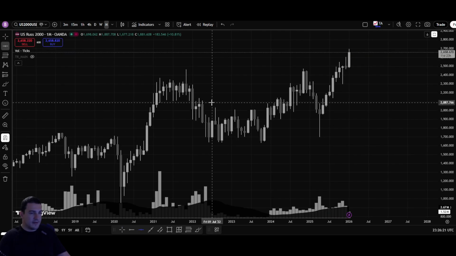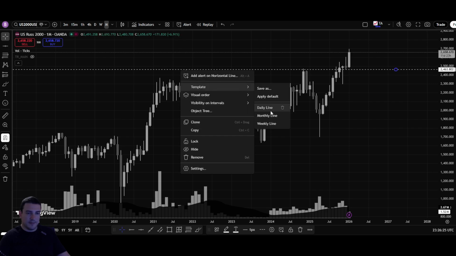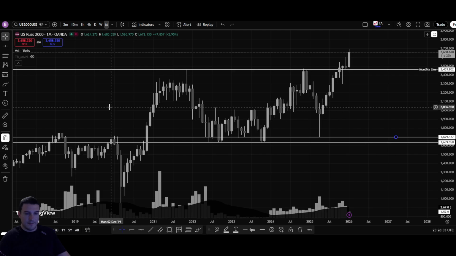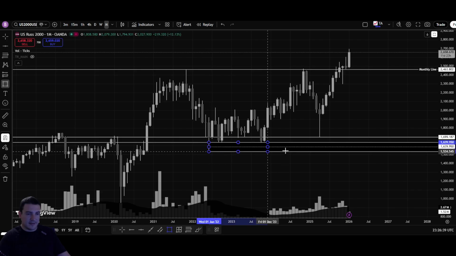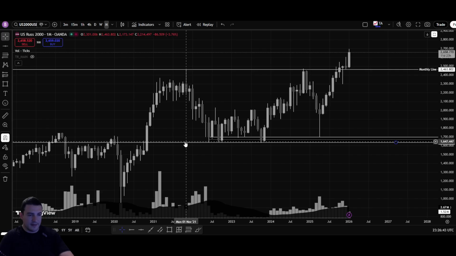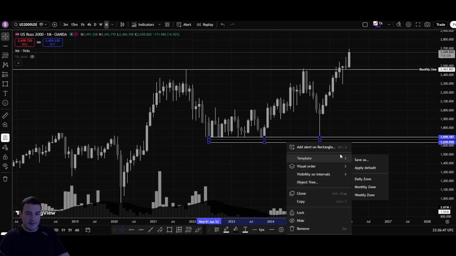All right, Russell 2000 monthly chart. Let's mark our monthly lines. Let's put it as a monthly. Wow, a lot of action in that area. This one's a big one. And again, we have a zone. Once we have lines that are that close together, I just kind of grab them, make it a zone, then I go ahead and delete the lines. And I'll actually mark it as a monthly zone.